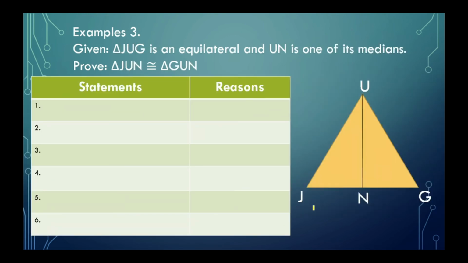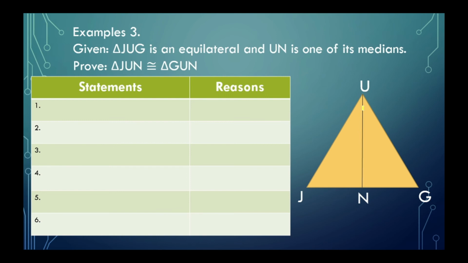Let us have another example. So, take a look at the given example. Given triangle JUG. So, ito yung malaking triangle JUG, is an equilateral. And UN, so this segment UN, is a median.